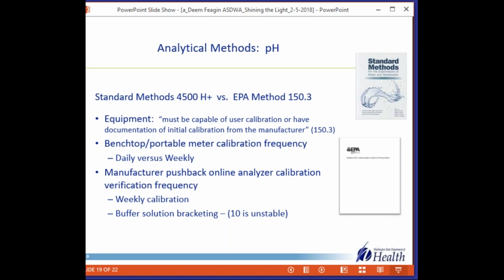Okay, so I'm going to start with equipment. To me, it's a little problematic that method 150.3 would allow equipment that cannot be calibrated by the user. How then do you have reality? So I'm feeling like the equipment must be capable of user calibration. That's a starting point for me.